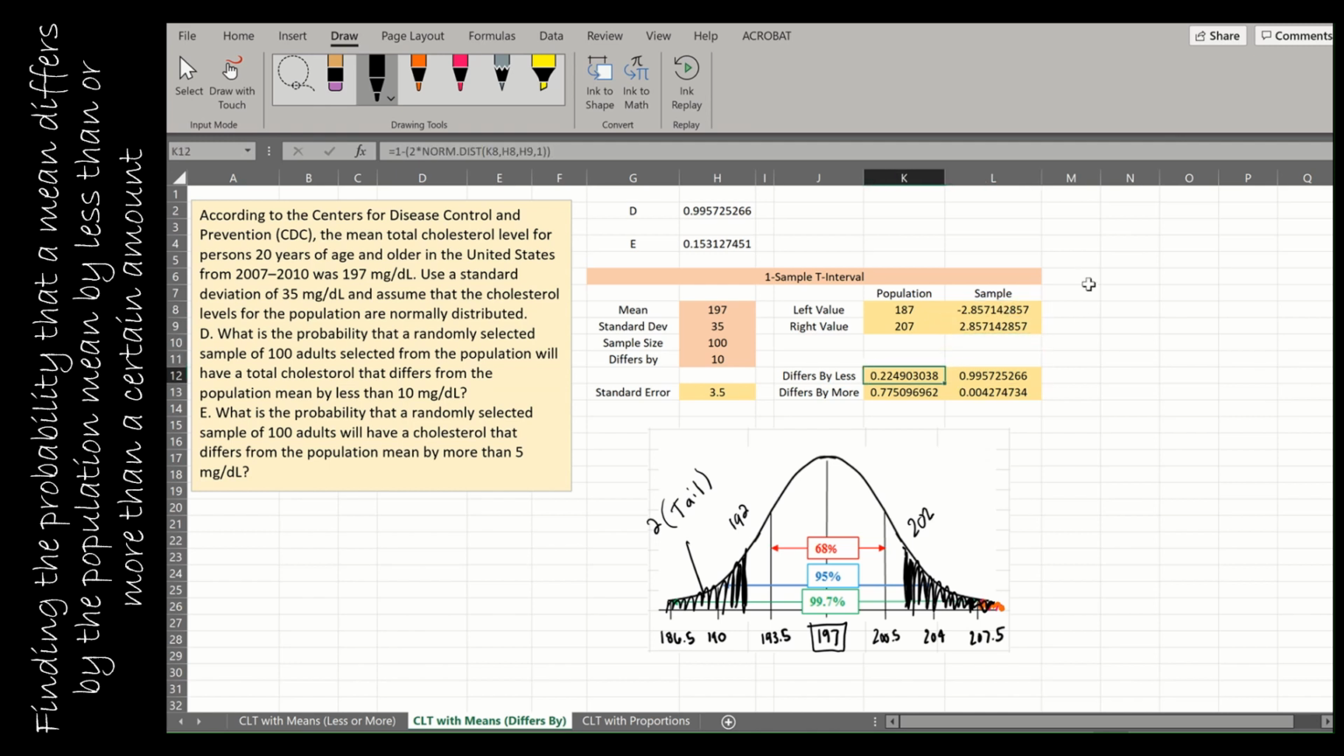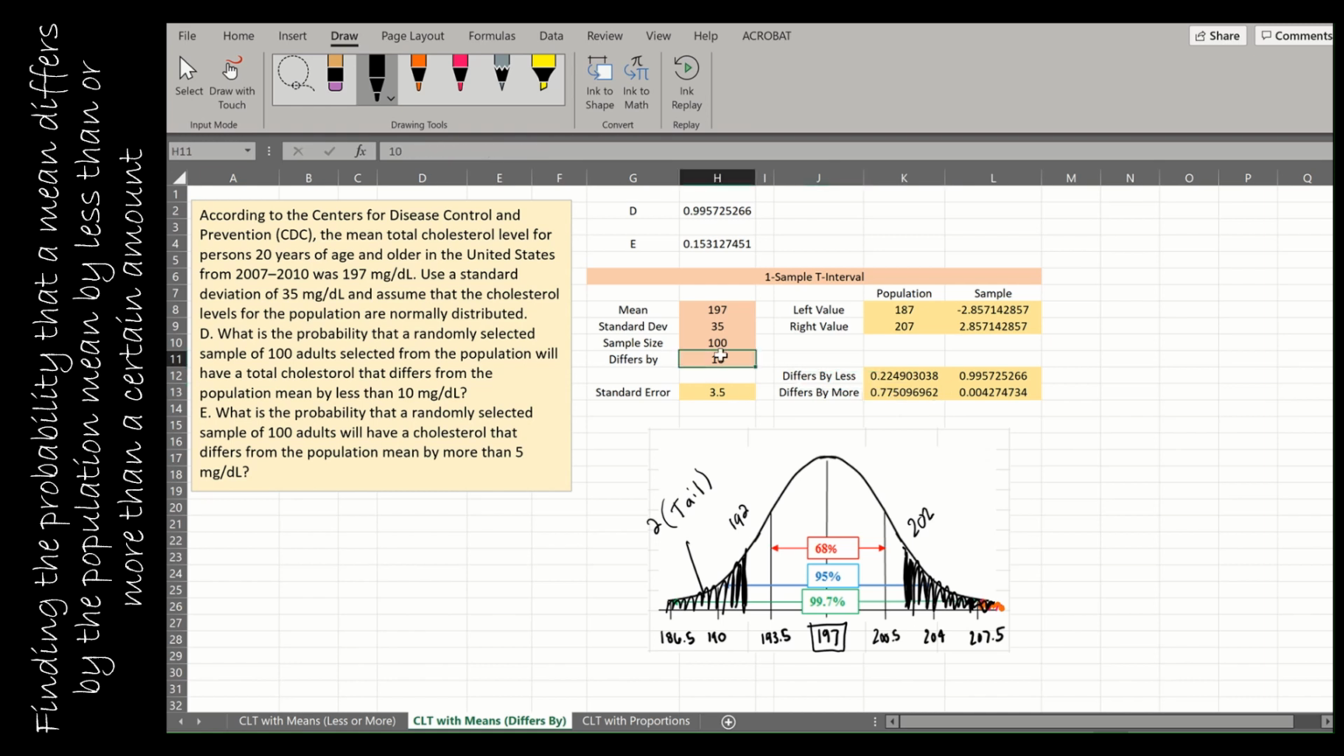For differs by more or less for population and sample, again, I'm using the same formula I just used. Notice here I used 1 minus 2 times norm dist, and this is 1 minus 2 times norm dist. The only difference here is for the population, I'm using standard deviation, and for the sample, I'm using standard error. Same thing for differs by more than.